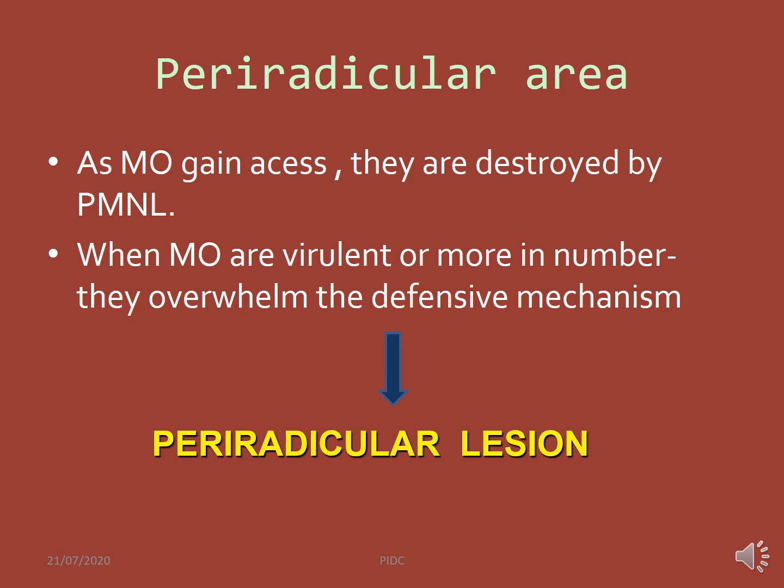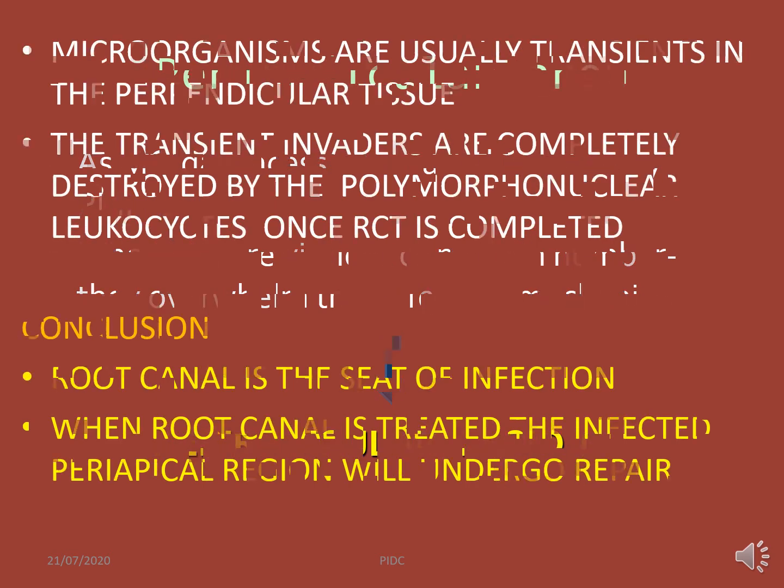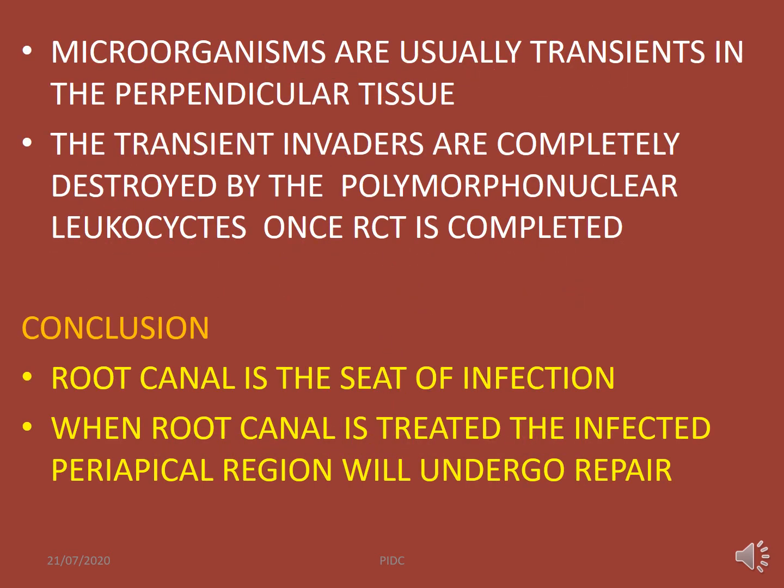As the microorganisms gain access, they are destroyed by the neutrophils. But if the microorganisms are virulent or more in number, they can overwhelm the defensive mechanism, leading to periradicular tissue damage. Microorganisms are usually transients in the periradicular tissue. The transient invaders are completely destroyed by the neutrophil leukocytes once the root canal treatment is completed. So in conclusion, the root canal is the seat of infection. When the root canal is treated, the infected periapical region will undergo repair.